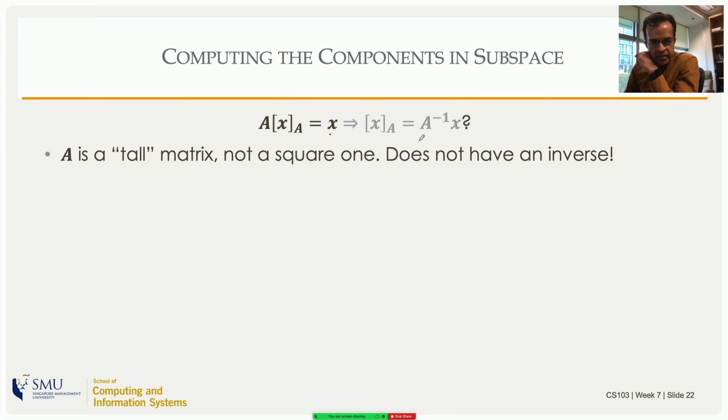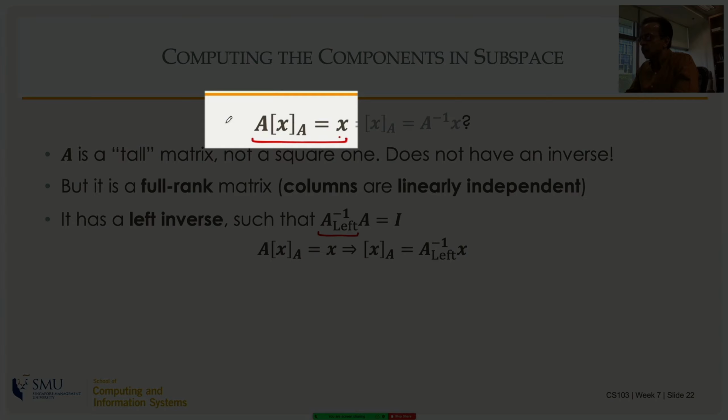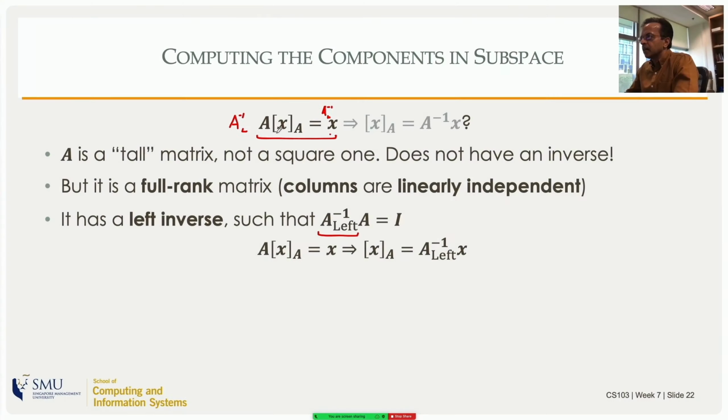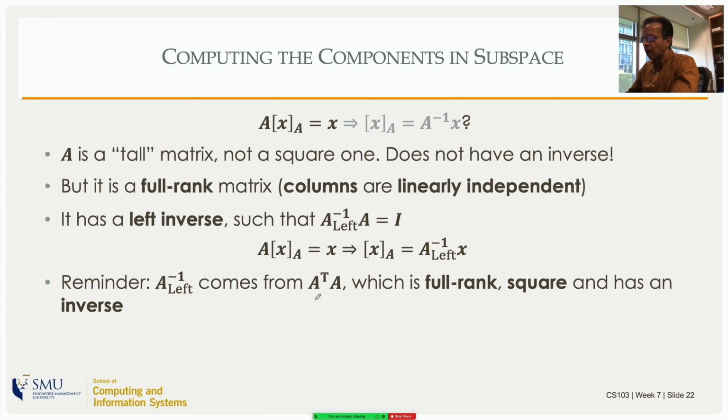So A is a tall matrix, but it's always a full rank tall matrix. All the columns are linearly independent. How do I know that the columns of A are linearly independent? The columns of A are the basis vectors, and basis vectors are supposed to be linearly independent. So it has a left inverse. So I can find a matrix multiplying on the left that will give me the identity matrix. If I can find it, then I can multiply this equation on both sides with A inverse left. So then I'll get the components of x in the basis of A as A inverse left times x. So the only question is, can I find A inverse left?